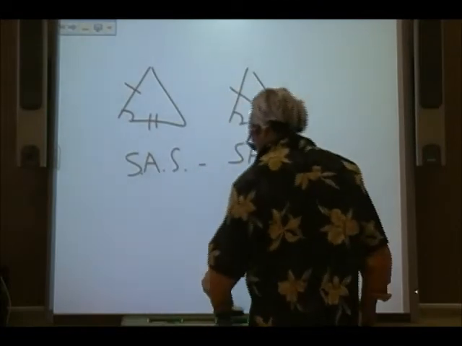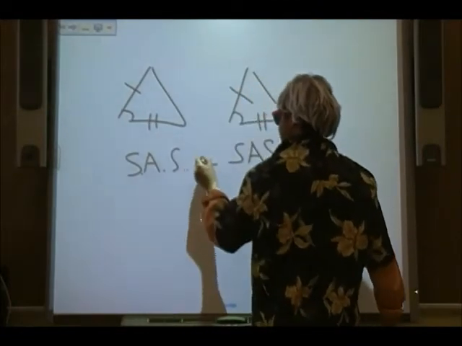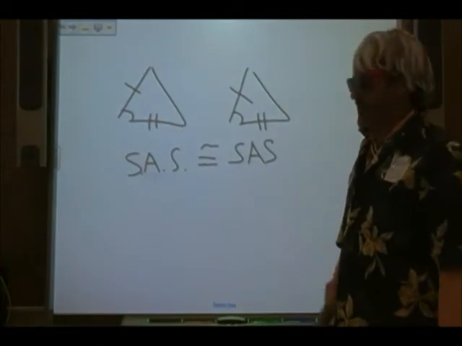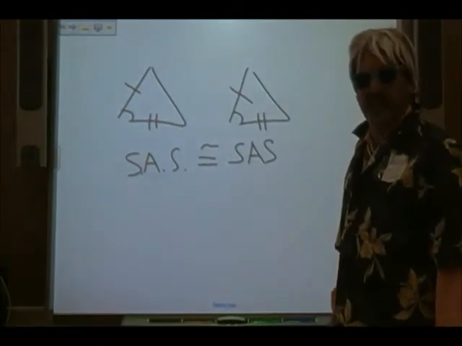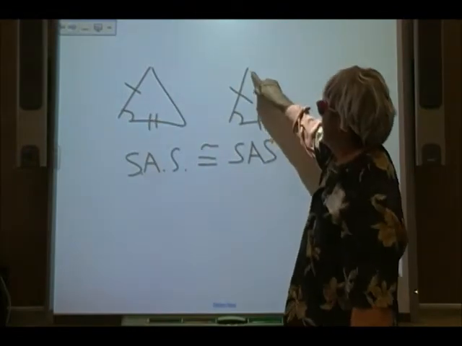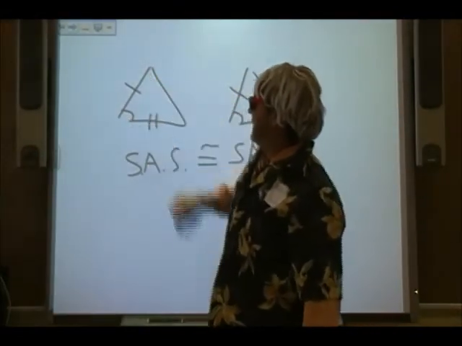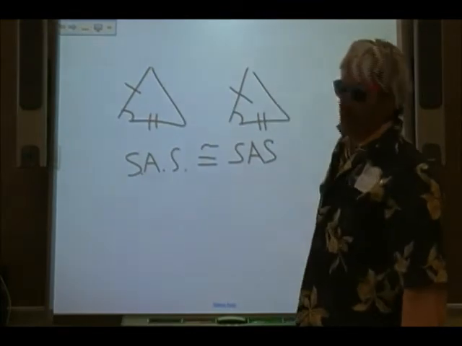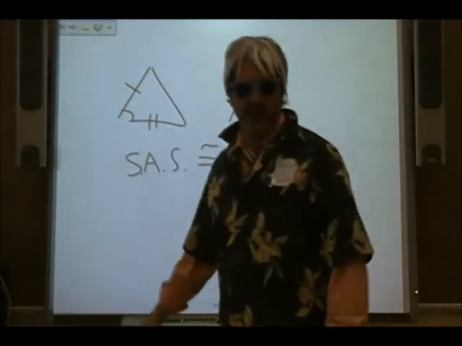I don't know where that came from. There it is. Okay? That means automatically, once we've measured these things, this angle is congruent to this angle. This side here would be congruent to that side, because it's side, angle, side.